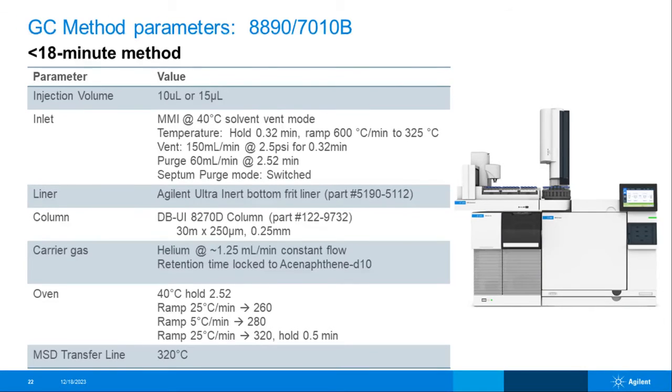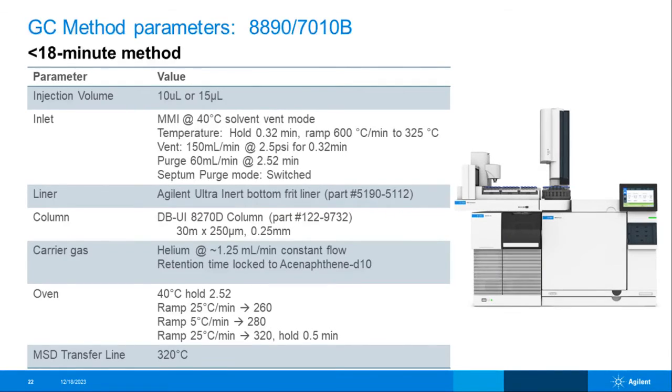We started at 40 degrees and held for 0.32 minutes and ramped it up at 600 degrees a minute all the way to 325. Our vent procedure was 150 mL at 2.5 psi for that 0.32 minutes. And then our purge was set to 60 mL. Again, the purge opened up at 2.52 minutes. And then we had the septum purge in switched mode, like I said, to help with sensitivity purposes.